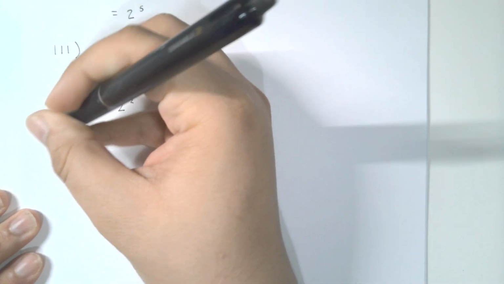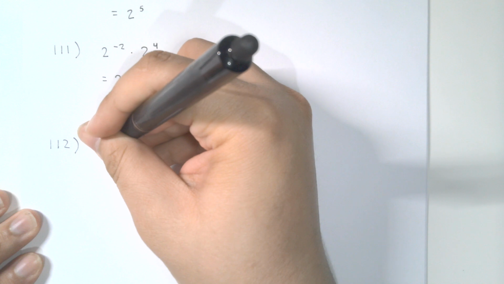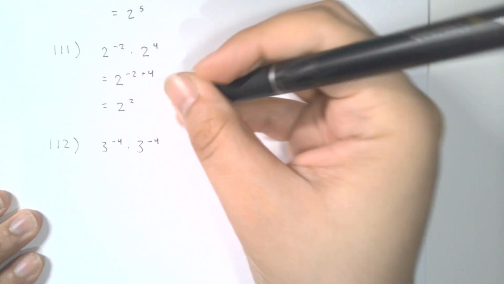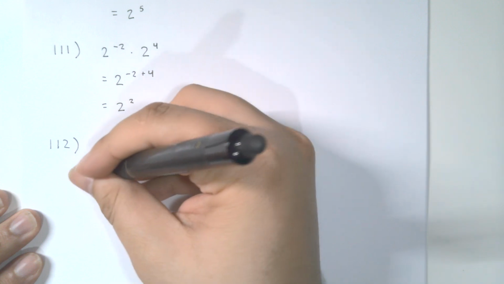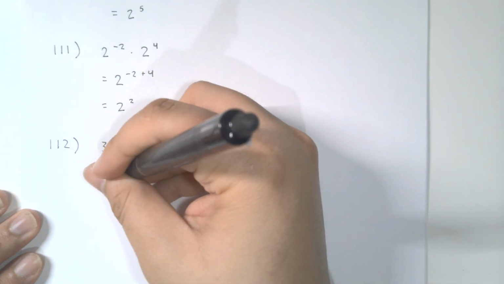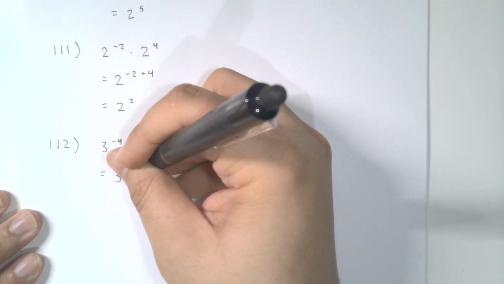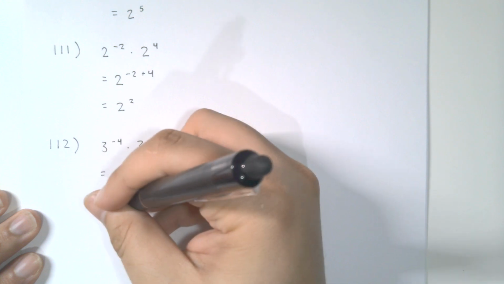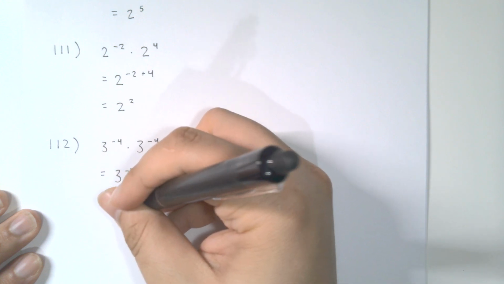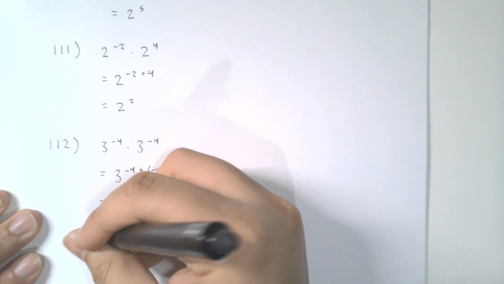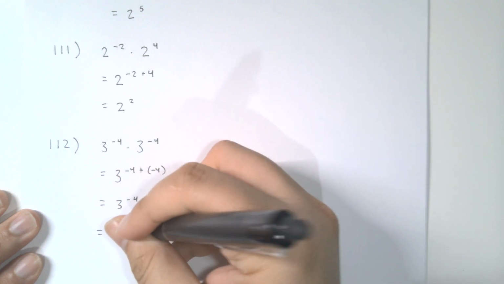For number 112, we have 3 to the negative fourth times 3 to the negative fourth. So we take our two exponents and we add them together. We get 3 to the negative fourth plus negative 4. So really what that means is 3 to the negative fourth minus 4. Combining that, this is equal to 3 to the negative eighth.